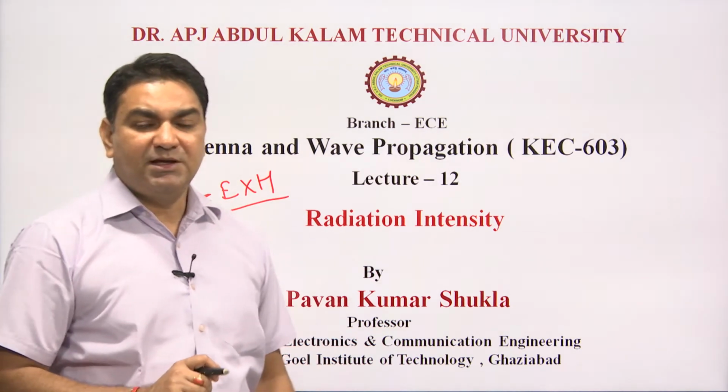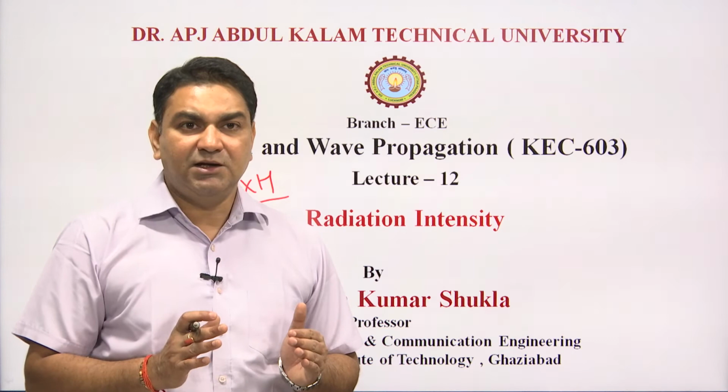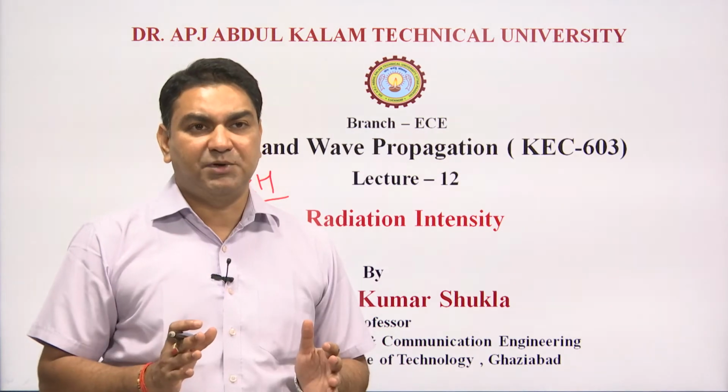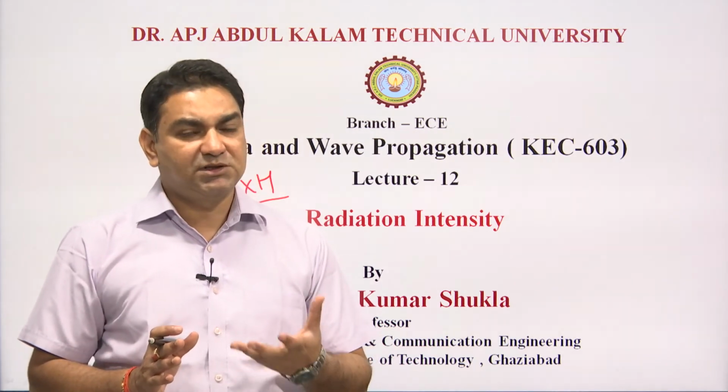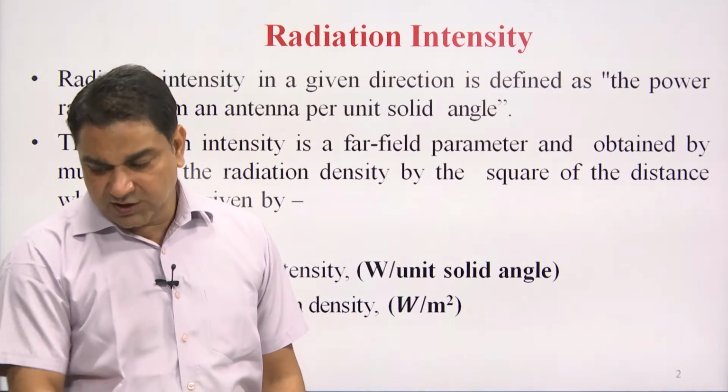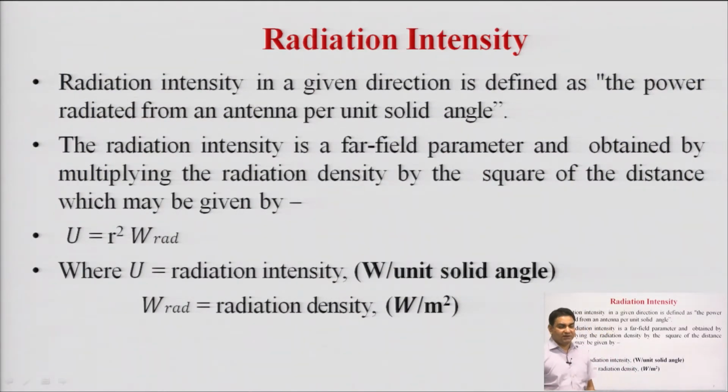But in the same way, when our focus is to define the directional characteristics or the radiation properties of an antenna, we use this parameter as radiation intensity. So, starting with the basic definition of radiation intensity, we can say that radiation intensity in a given direction is defined as the power radiated from an antenna per unit solid angle. Here a very important term is used as per unit solid angle.